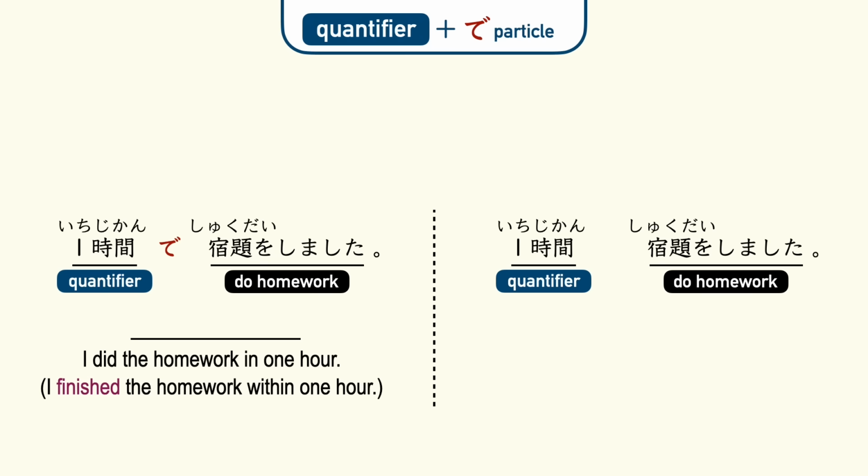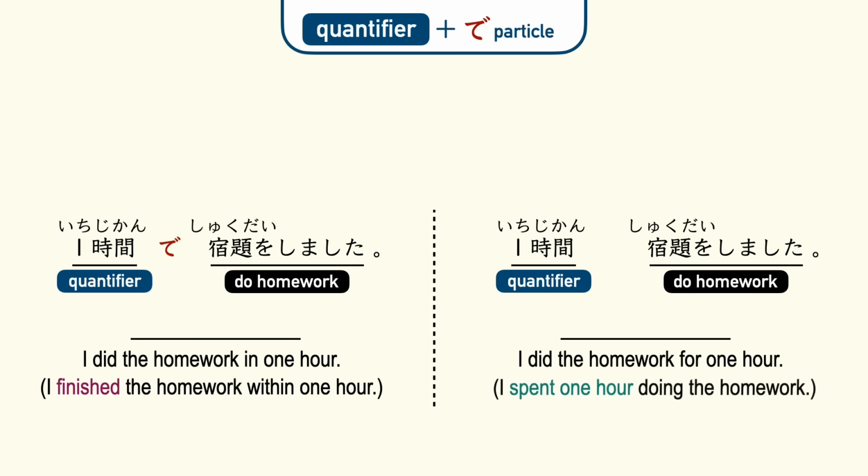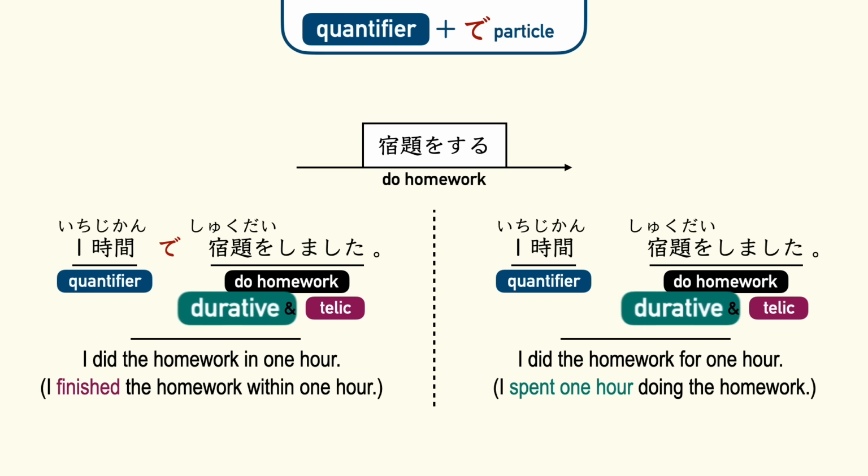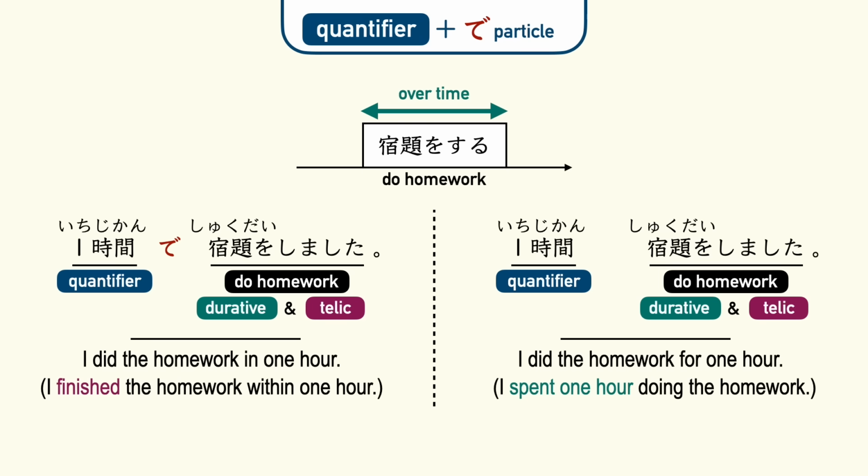1時間宿題をしました means I did the homework for 1 hour. I spent 1 hour doing the homework. It doesn't specify whether the homework was finished or not. It only means the action continued for an hour. The verb 宿題をする, to do homework, is an action that is durative and telic at the same time. It's durative, which means the action continues over time rather than happening instantaneously. And it's telic, which means the action has a clear and natural goal.